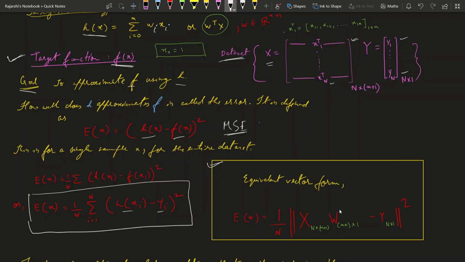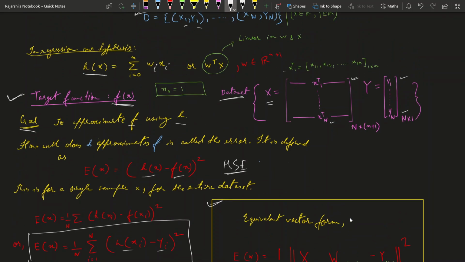This W is nothing but a vector, and you can see that I have given here n plus 1. Why n plus 1? That is because your x1 will start from x10 till x1n. So this will have n cross n plus 1 dimension, and the value of x10 will always be 1, as you can see from here.